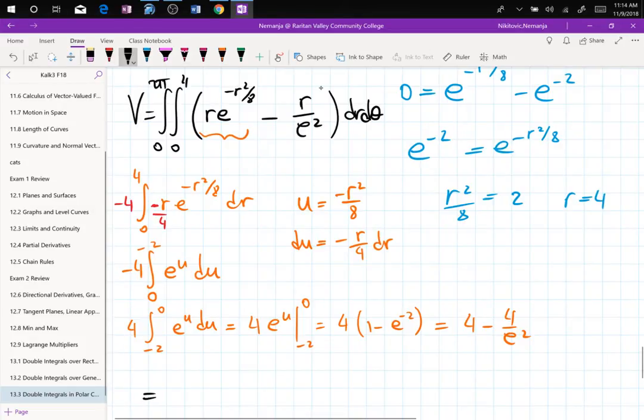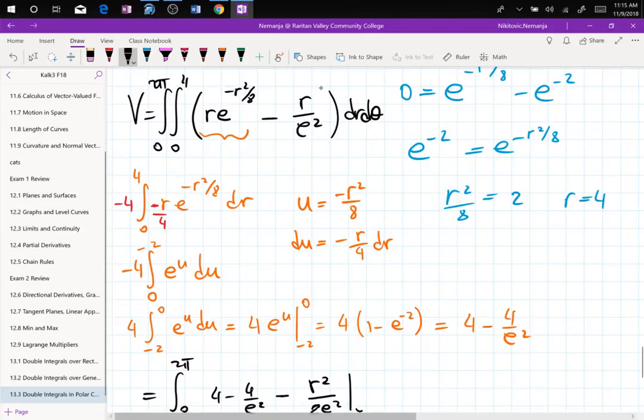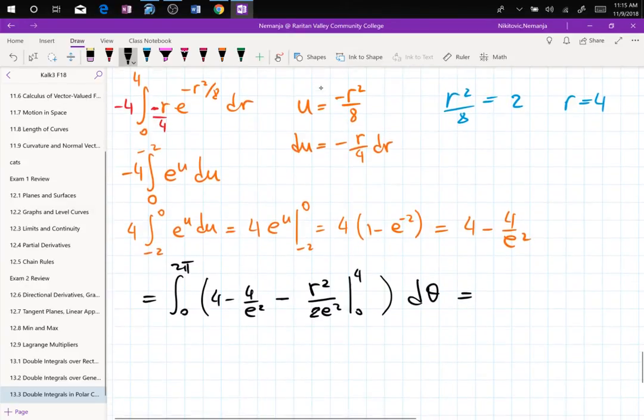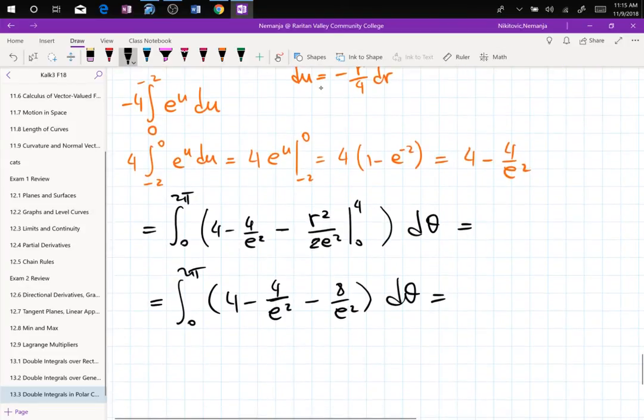Not bad. Equal to, I have 0 to 2 pi. And the first integral worked out to be 4 minus 4 over e squared. And now I have minus, I have to do the second integral. That's going to be r squared over 2e squared computed from 0 to 4. And that's just for this part. And I still have d theta to deal with. So 0 to 2 pi, open parenthesis, 4 minus 4 over e squared, and then minus 16 is 8 over e squared. And when I plug in 0 for r squared, that's gone. And now this is negative 12 over e squared.